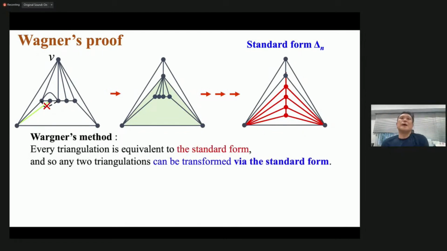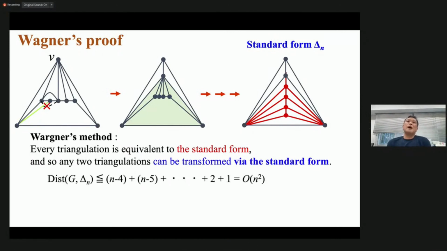So Wagner's method is as follows. Every triangulation can be transformed into the standard form by diagonal flips. So any two triangulations can be transformed into each other via the standard form. So this finishes the proof of Wagner's theorem.